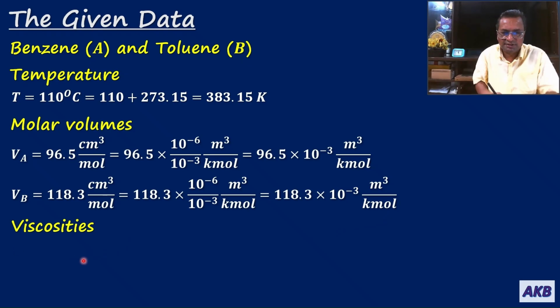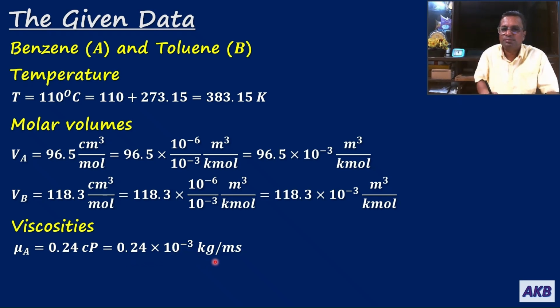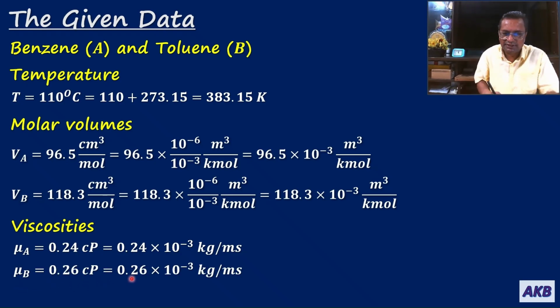Then viscosities are given to us. For benzene, mu_A is 0.24 centipoise, and we need it in kg per meter per second. So centipoise will be converted to kg per meter per second by multiplying with 10 to the power minus 3. So mu_A is 0.24 centipoise, that is 0.24 into 10 to the power minus 3 kg per meter per second. Then mu_B is 0.26 centipoise, that is 0.26 into 10 to the power minus 3 kg per meter per second. Let us move on.